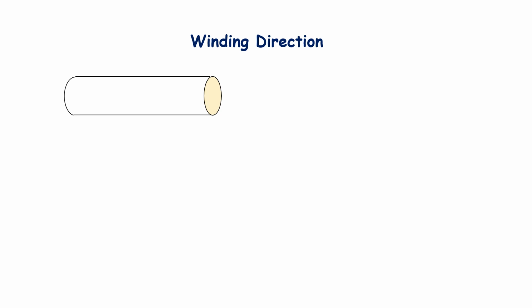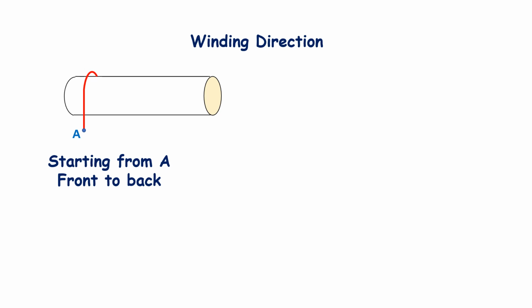You are now seeing an iron bar of round cross section. Starting from A, a coil is being wound. It is from front to back. All the turns are being wound from front to back. This is one type of winding. So the end of the coil is B.